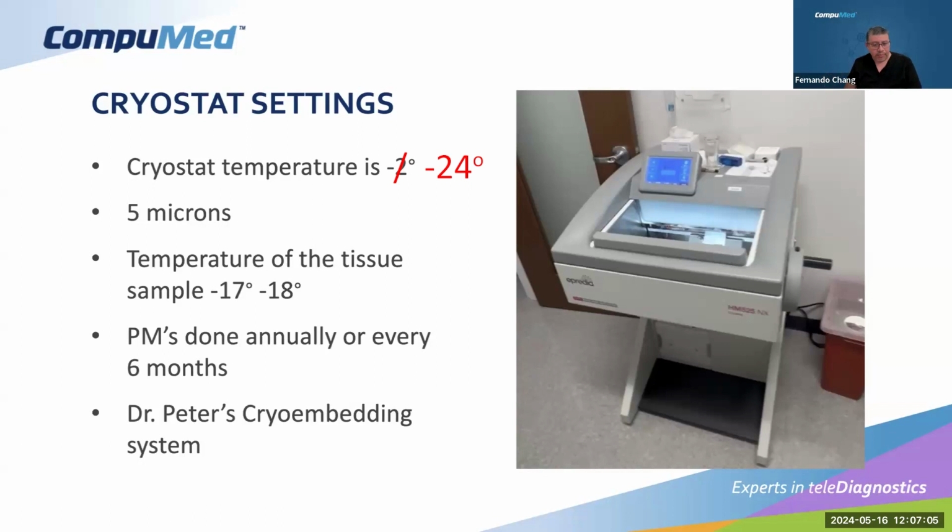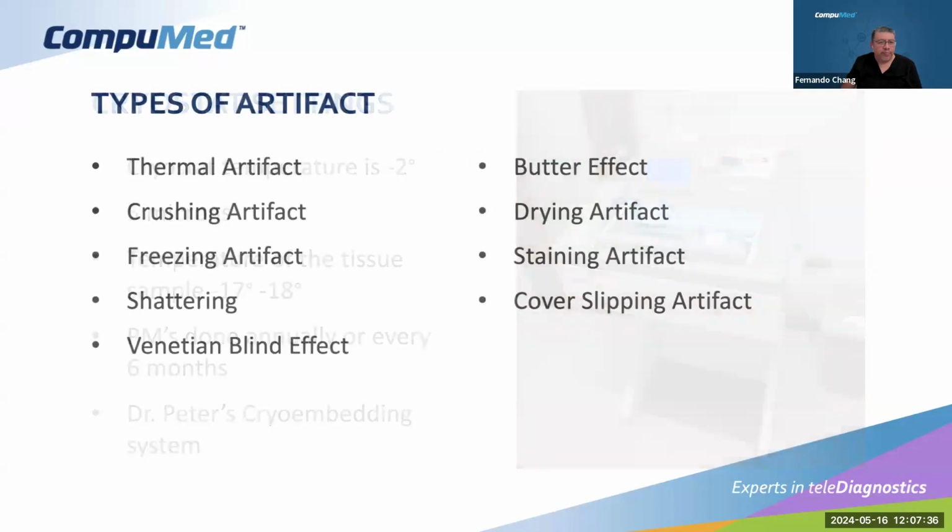Another important thing is to have preventive maintenance done on all our equipment. And last is what we were using for so many years, the Dr. Peters cryo embedding system, which also helps us achieve not only the temperature, but perfectly embedding the tissue flat, so every surface will face the blade at the same level. And all of this is important to know, again, when we go into the last slide.